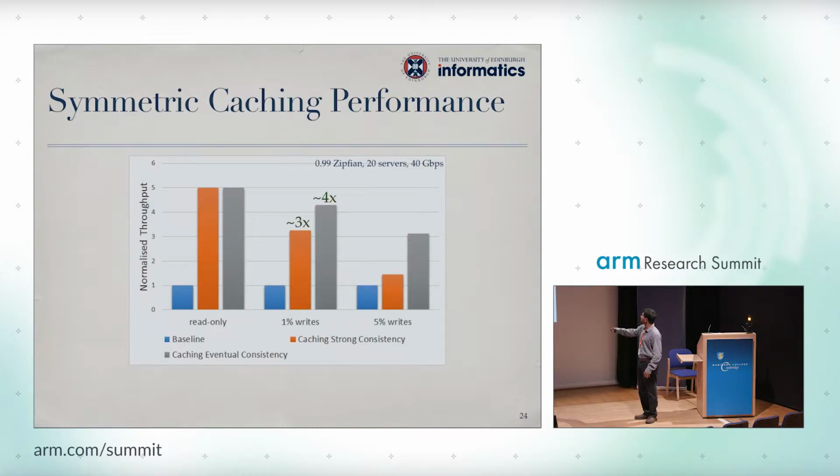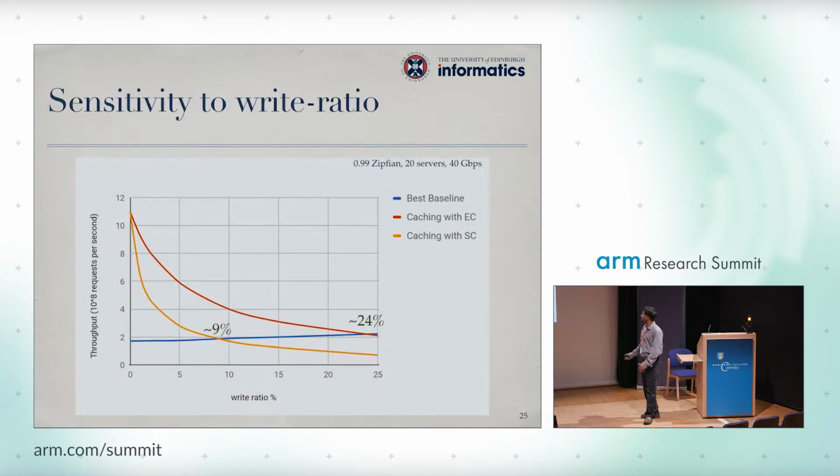And of course, if you increase the writes, then you would need more bandwidth, and so proportionally, the throughput we get decreases. But we're still able to get 3x the throughput for eventual consistency. And this is just a limit study to say how sensitive we are to write ratios.